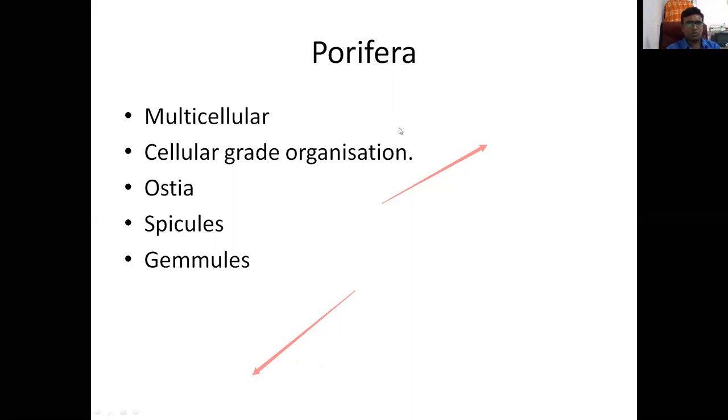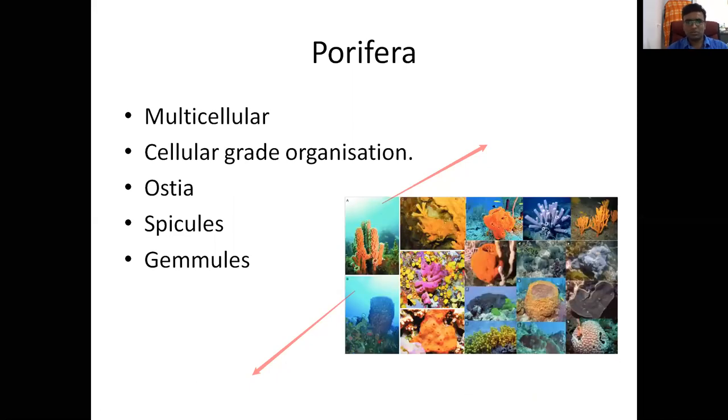The gemmules are usually formed during unfavorable conditions, correct? Whenever there is a shortage of water or something like that in the pond where they are living, there is formation of the gemmules to protect the reproductive cells, and once the favorable situations come up, the cells start reproducing to produce the sponges, right? Okay, so you can look at this picture, beautiful sponges are there.